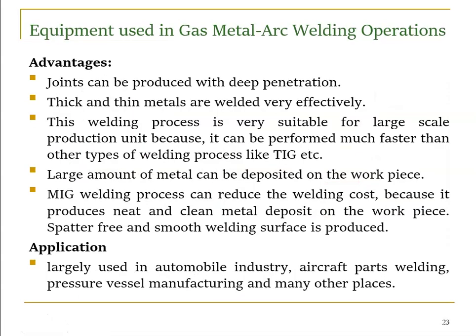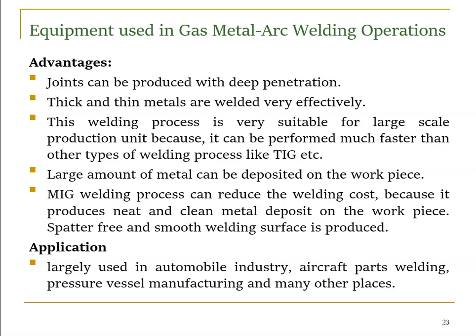So the advantages are that joints can be produced with deep penetration. Thick and thin metals are welded very effectively. This welding process is very suitable for large scale production units because it can be performed much faster than other types of welding process like TIG. It is generally used for large scale production because the welding speed and productivity are high compared to other processes.